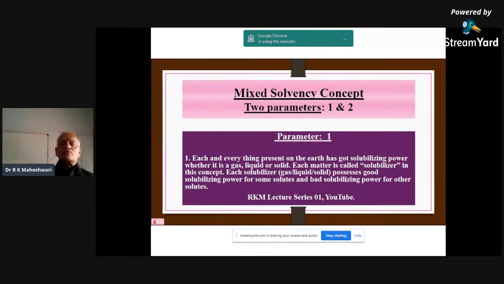Now, the mixed solvency concept has two parameters. Parameter number one says that each and everything present on the earth has solubilizing power, whether it is a gas, liquid or solid. Each matter is called a solubilizer in this concept. Each solubilizer, whether gas, liquid or solid, possesses good solubilizing power for some solutes and bad solubilizing power for other solutes. Again I am repeating: whatever matter exists in this universe, whether gas, liquid or solid, all have solubilizing power.